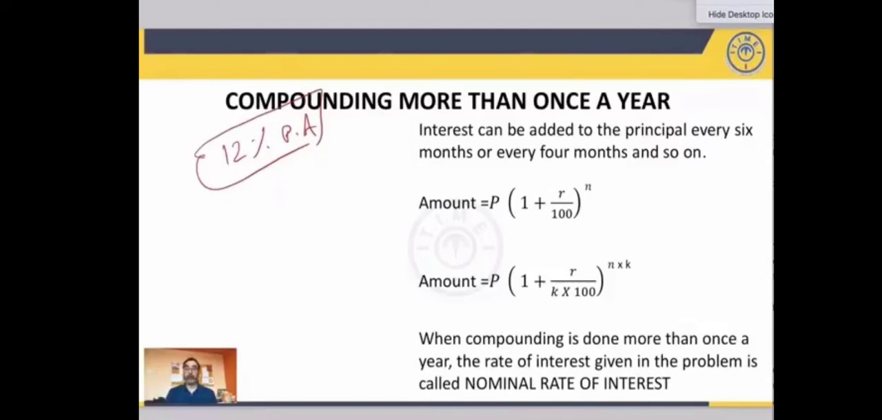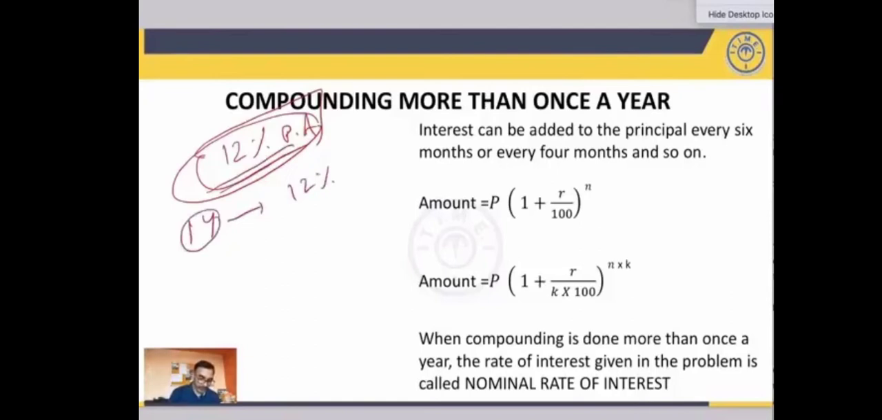Or if you go to a bank and check your account after 4 months or after 6 months, will the amount be 100 rupees or will it be more? It will be more, because the bank says it is giving 12% per annum but compounded every quarter. So every quarter interest is calculated and then added to the principal. Now 12% per annum means for 1 year it is 12%.